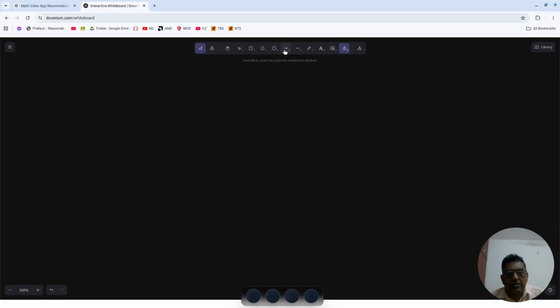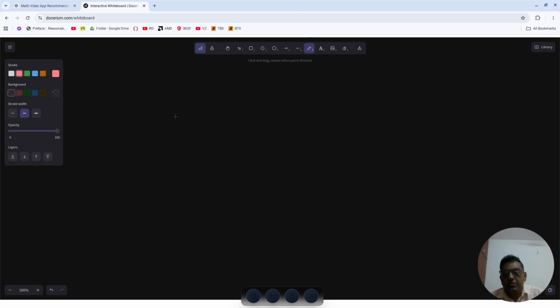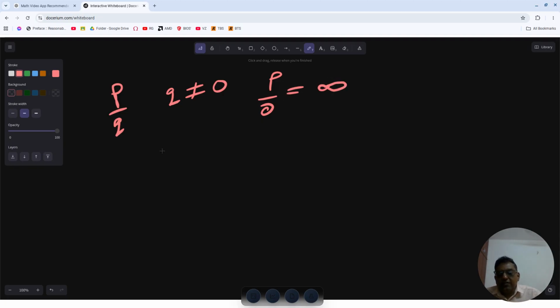Now let us see the functions of fractions. As I have told you already, it is of the form p by q, where q is not equal to 0. The simple reason is that if 0 appears in the denominator, if it is p by 0, then it becomes infinity.